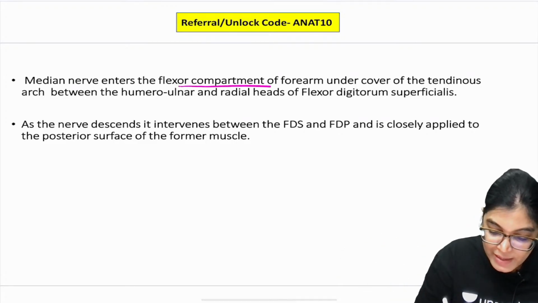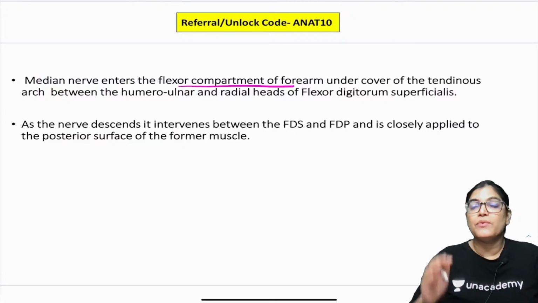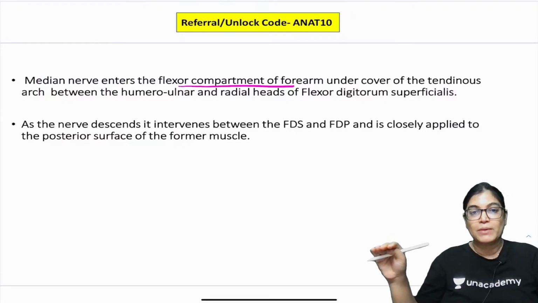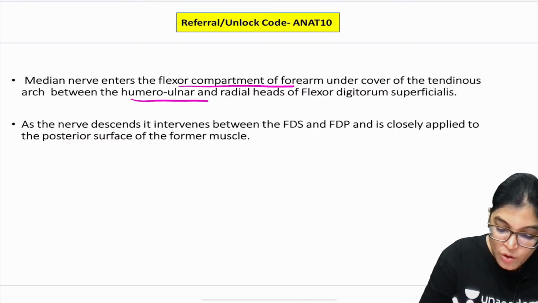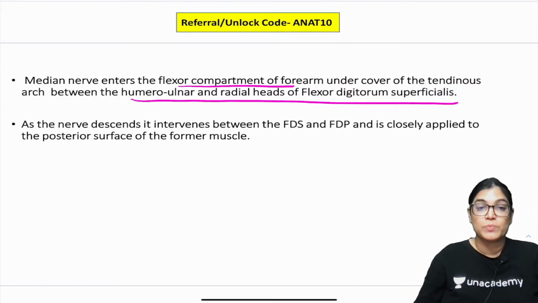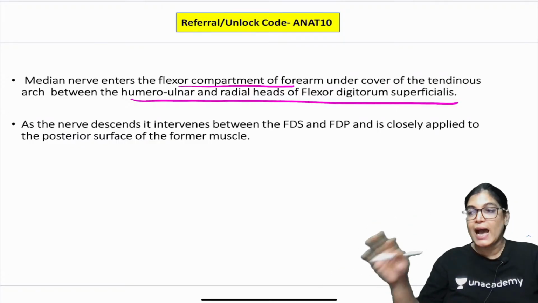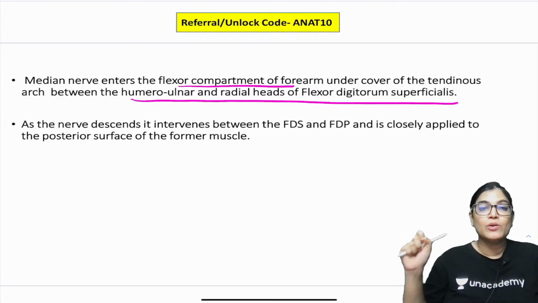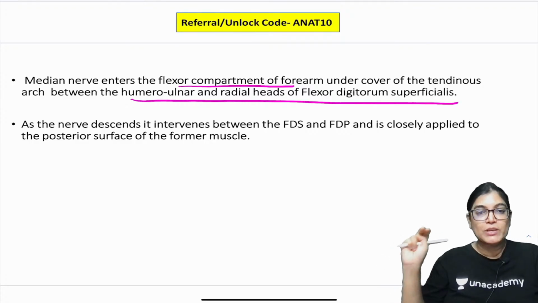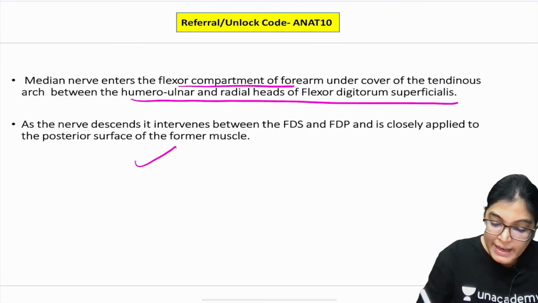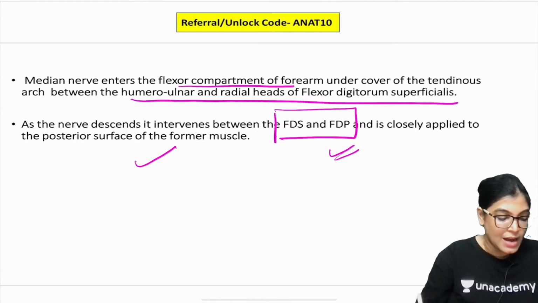The median nerve enters the flexor compartment of the forearm. So firstly, how is the median nerve reaching the flexor compartment of the forearm? Exactly, the course of the median nerve is that it passes between the humero-ulnar and radial heads of flexor digitorum superficialis. It enters the flexor compartment of the forearm and traverses between the humero-ulnar and radial heads of flexor digitorum superficialis, FDS, that means between both heads. So this was the correct answer.